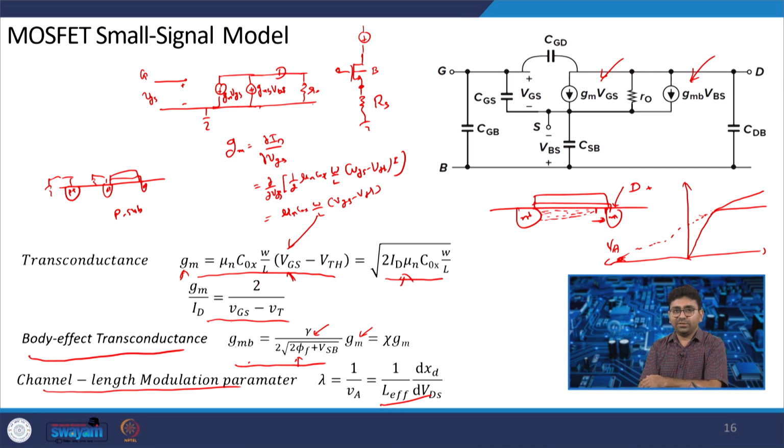In an ideal MOSFET, these parameters will not be there, but because we are working at RF, at very high frequency, we also need to consider the non-idealities. When we are working at very high frequency we also need to consider the capacitance associated with each device terminal.